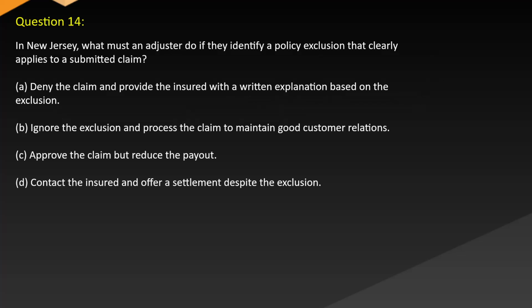Question 14. In New Jersey, what must an adjuster do if they identify a policy exclusion that clearly applies to a submitted claim? A. Deny the claim and provide the insured with a written explanation based on the exclusion. B. Ignore the exclusion and process the claim to maintain good customer relations. C. Approve the claim but reduce the payout. D. Contact the insured and offer a settlement despite the exclusion.